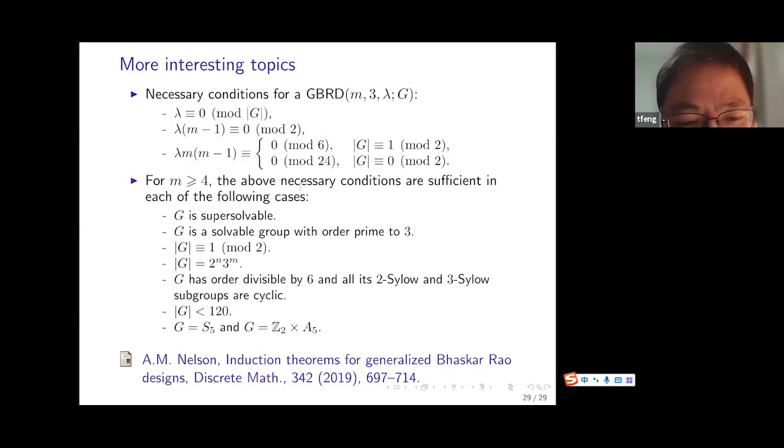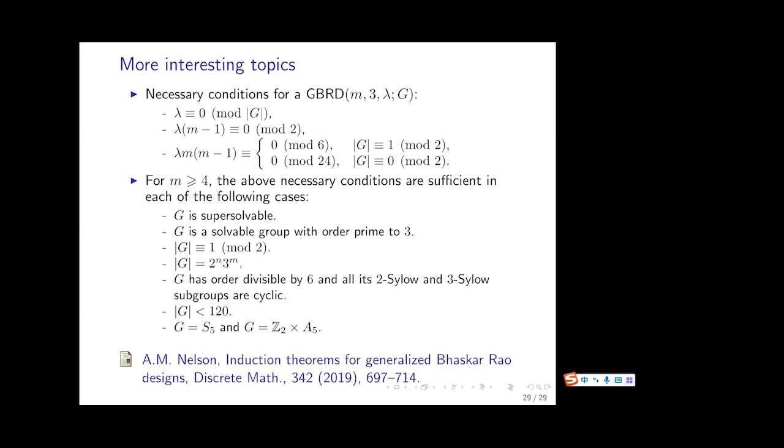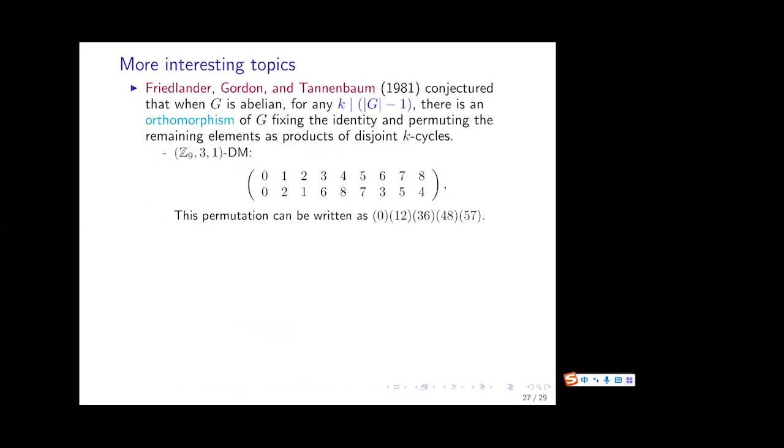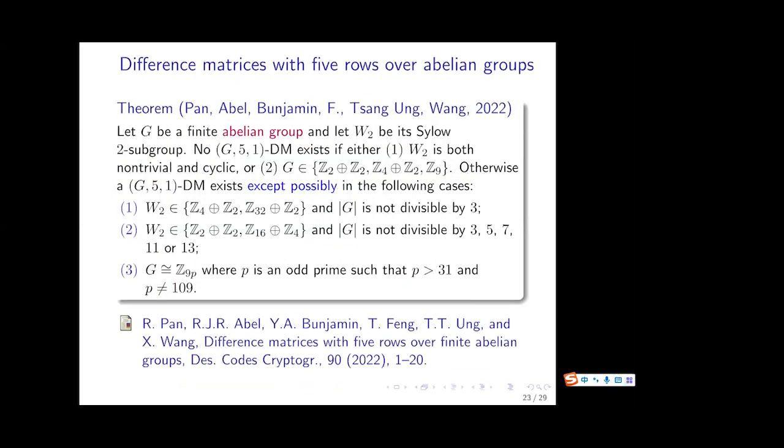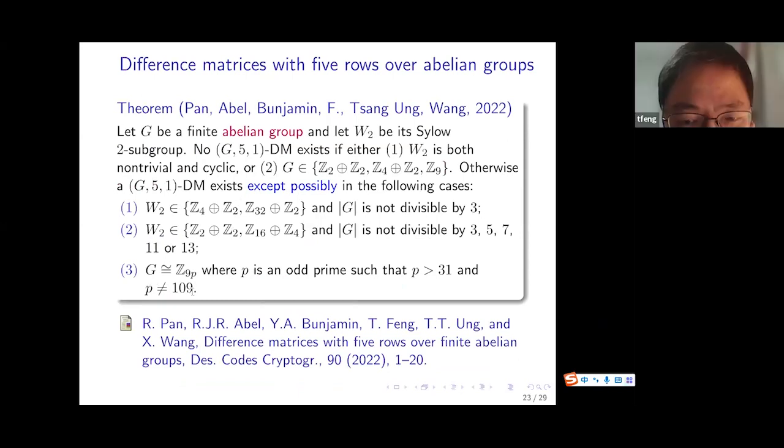Could you please show slide number 23? There is a theorem, and it is shown that it is not done for the case when p is equal to 109. So what is the main difficulty? In this theorem, the third case.